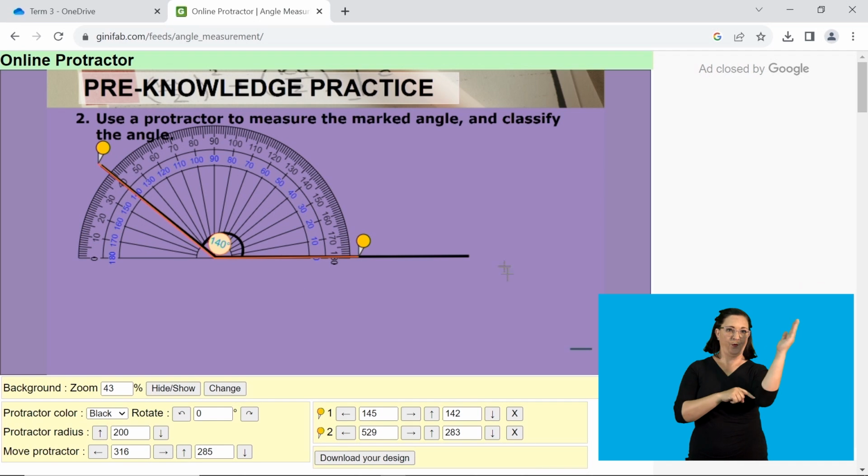So in this case, the 0 starts with the first pin, and then we move to 140. That is where the line is. That is how wide our angle is. So it reads for us the degrees, and it's 140 degrees.